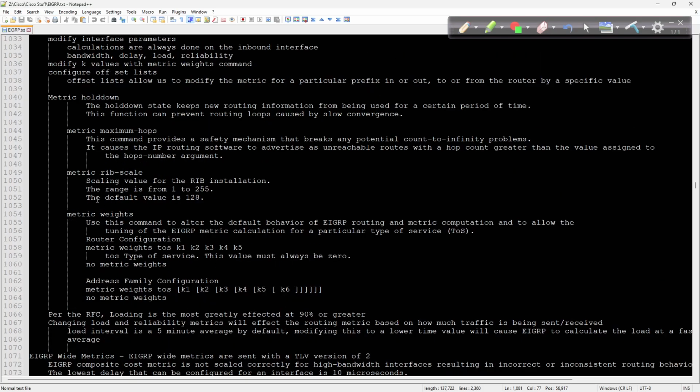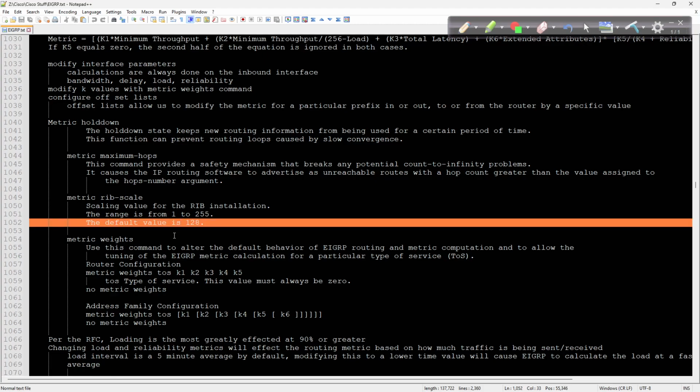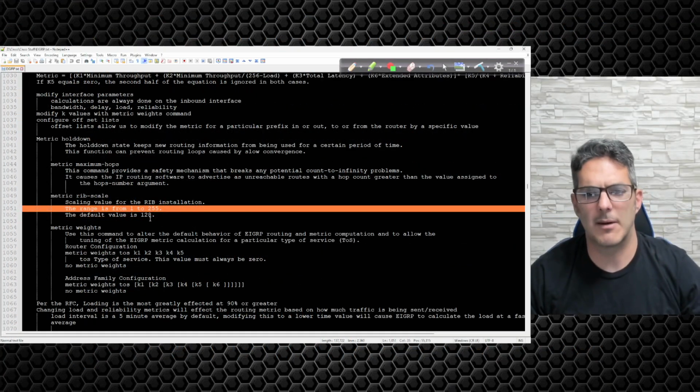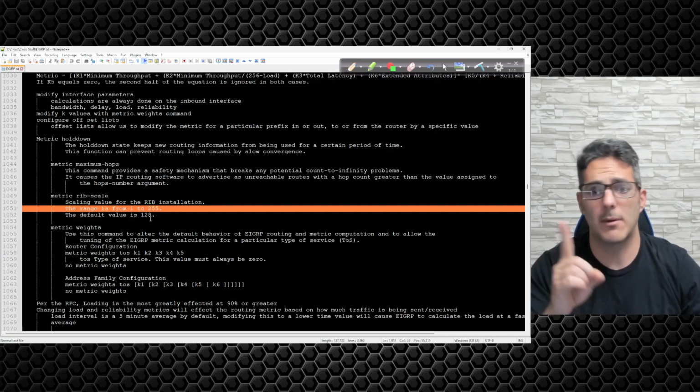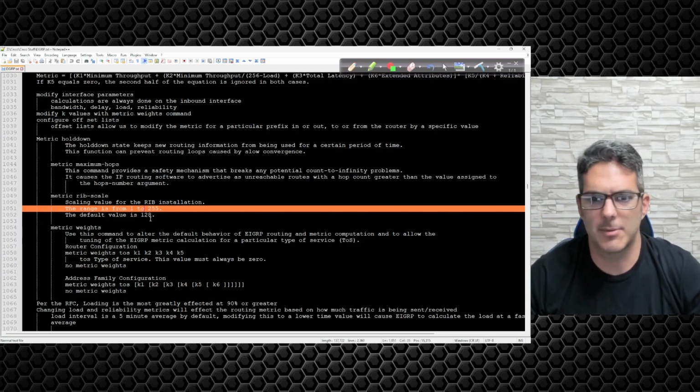The RIB scale defaults to 128, and I believe the lower the number, the higher your composite metric is, and the higher the number, the lower the composite metric is going to be. I will play around with this because I can't remember which way it is, but nobody ever messes with this. I've never seen a customer say, "Oh, I want my wide metrics to be up here." Nobody ever talks about that.